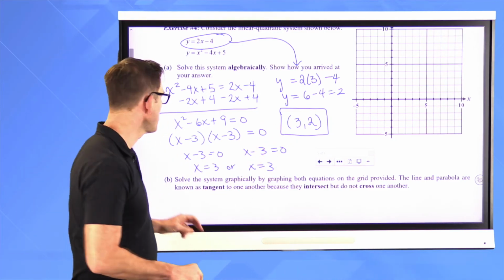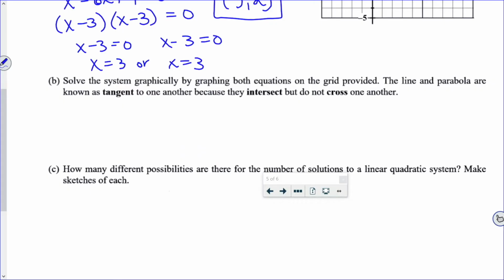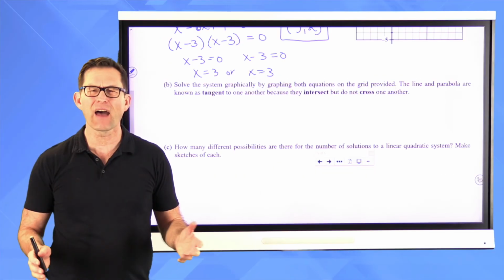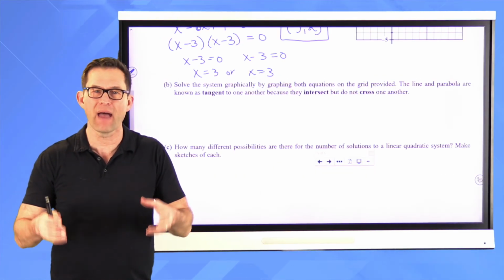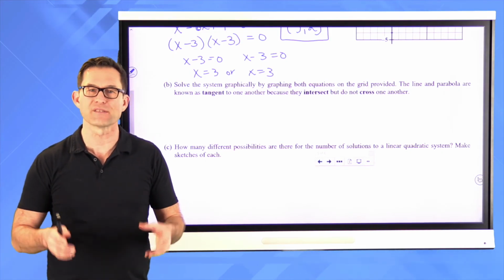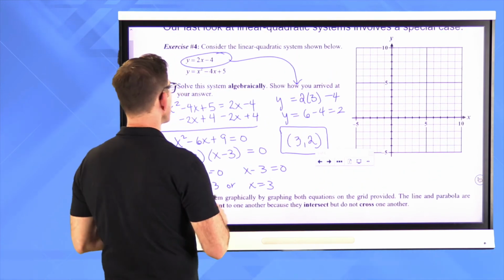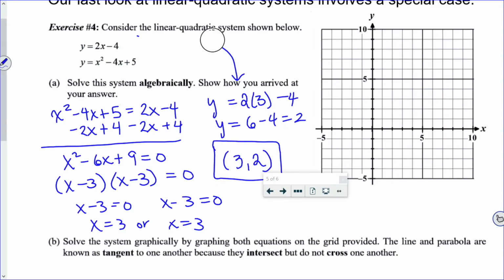So let's see how that plays out in part B. Let's take a look. Part B. Solve the system graphically by graphing both equations on the grid provided. The line and the parabola are known as tangent to one another because they intersect but don't cross one another. So let's see how that looks. It's kind of hard to almost imagine how a line and a parabola can intersect only once, but let's take a look.